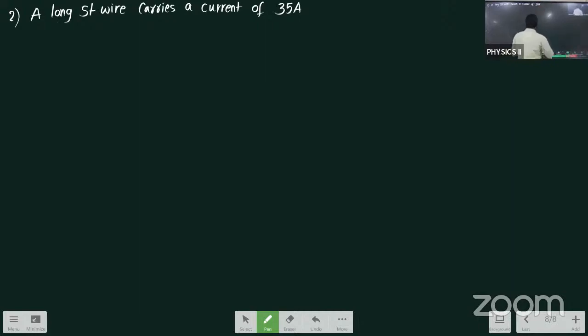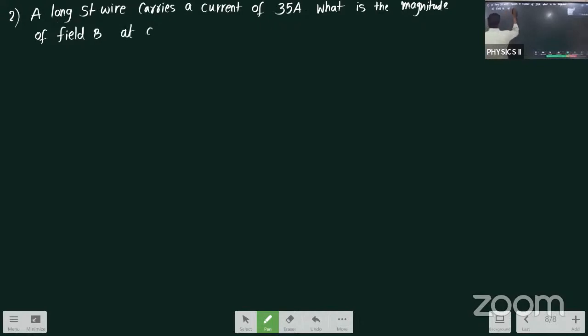What is the magnitude of field B at a 20 centimeter distance from the wire?